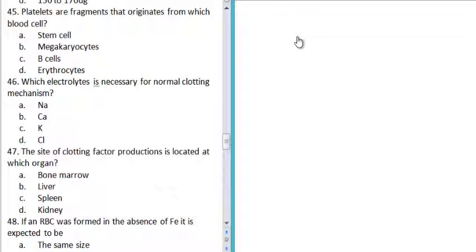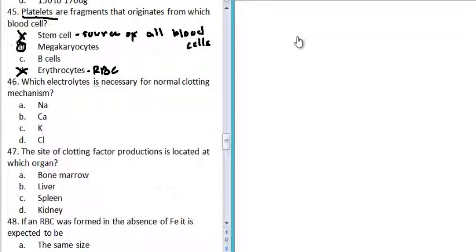Platelets are fragments that originate from megakaryocytes. Your megakaryocytes will rupture and form your platelets. Okay. Stem cell is the source of all blood cells. Okay. Erythrocyte is RBC. So it's not D, it's not A. The answer is B. Next.